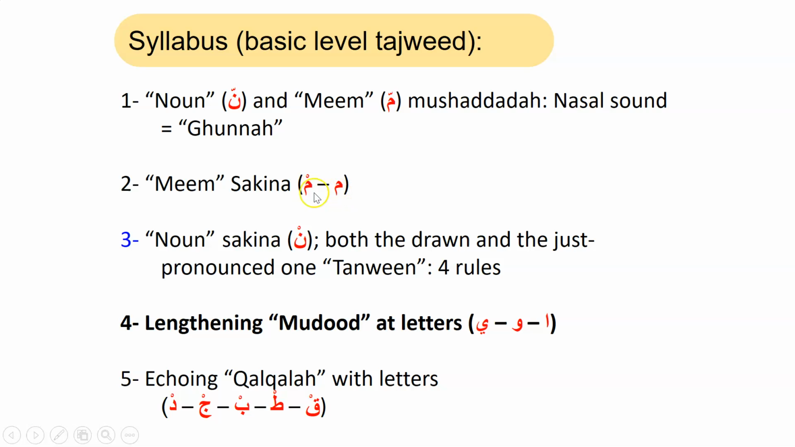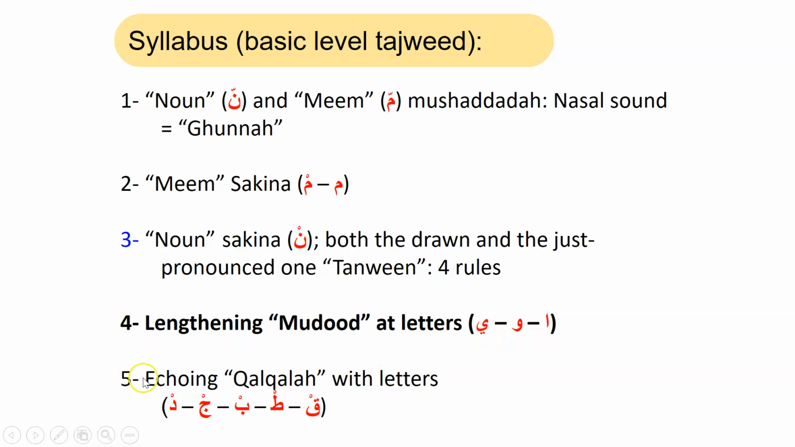rules under this name, the Mim Sakina. We have three rules below this title, and we also took the rules of Noon Sakina and the Noon of Tanween, and we knew its associated four rules. Today we are going to take the last biggest rule of Quranic recitation rules, the last biggest and very important rule in this syllabus, which is the lengthening, the mudud, which are associated with letters alif and waw and ya.